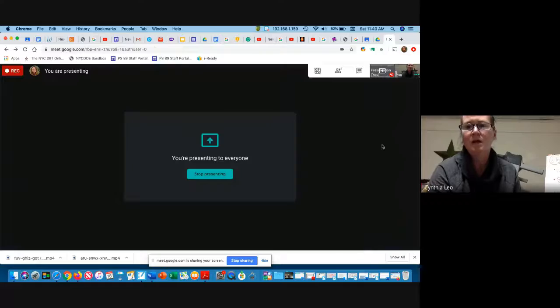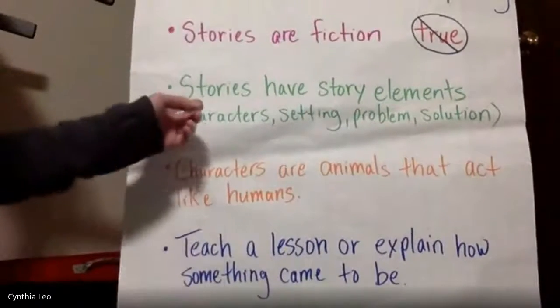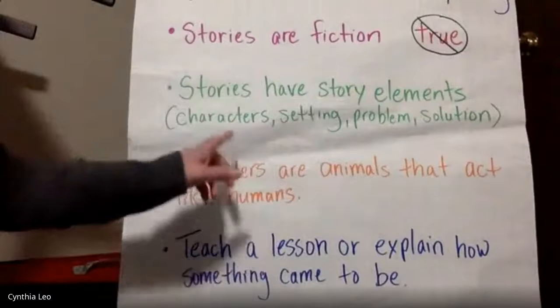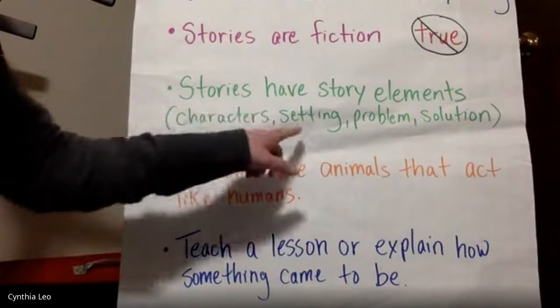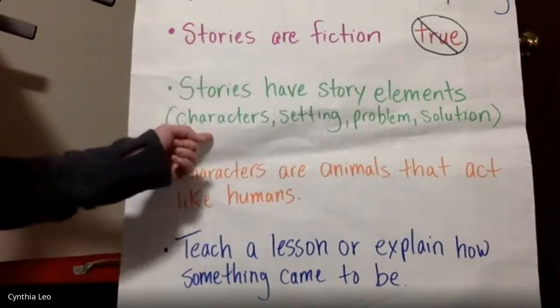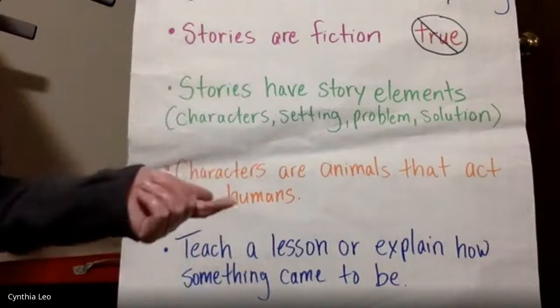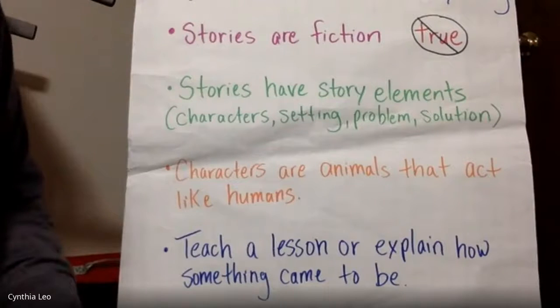So let me just click back. And I want you to think. As I said, we're looking at those three. Did our story have the story elements? Did it have characters? Did it have a setting, problem, and solution? So, our characters, we have Ant and we have Grasshopper. The setting we have is outdoors or outside.